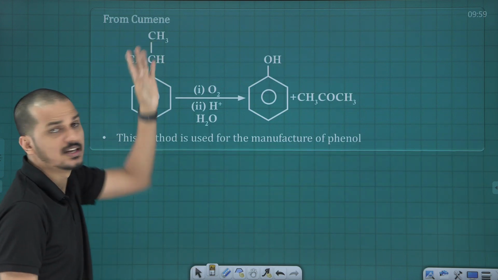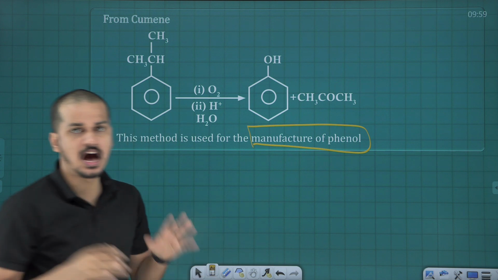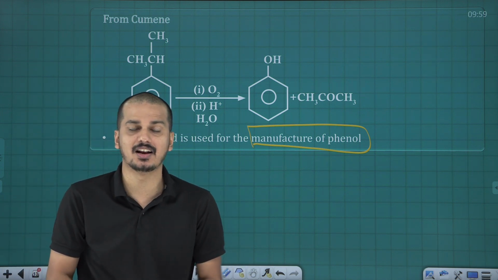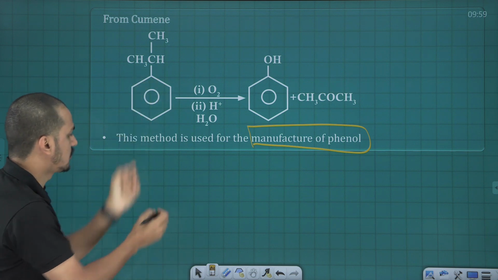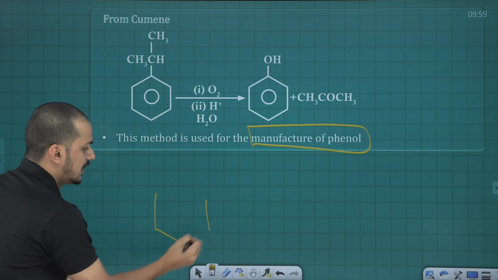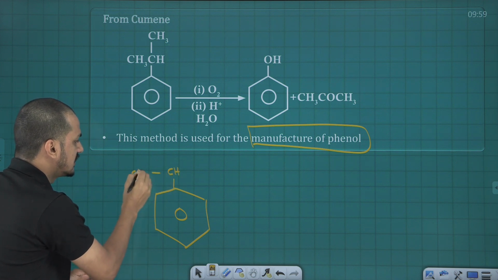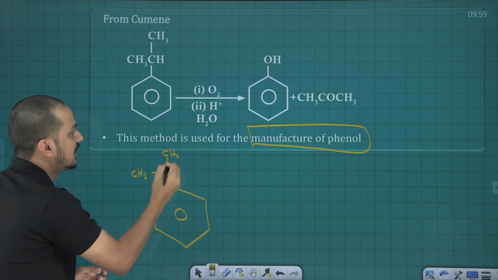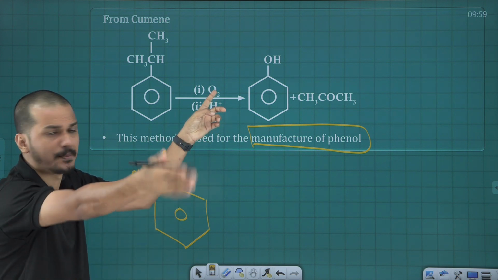Okay, next one is from cumene. This is the manufacture of phenol. On a large industrial scale, we are preparing phenol from where? Cumene. Cumene is nothing but isopropyl benzene, as you can see. This benzene is there, here CH, and here CH3 and CH3. This is what is called cumene. Then you are oxidizing that one, so it will form a peroxide.